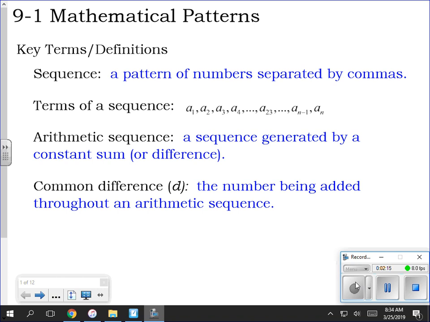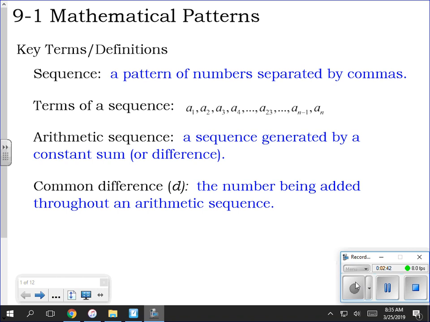Common difference, D, is the number being added or subtracted throughout the sequence. And we always say added because if we subtract, we just say, oh, that's adding a negative. So if I'm going from 10, 9, 8, 7, 6, 5, 4, 3, 2, 1, 0, negative 1, negative 2, negative 3, I can keep going. I am actually adding negative 1 each time. So my difference D would be negative 1 because that's what I'm adding each time.